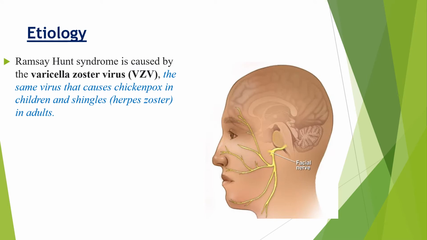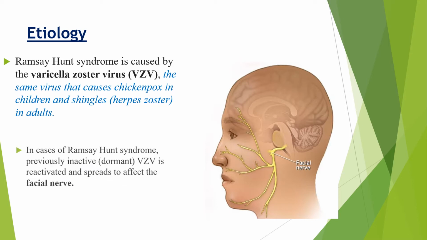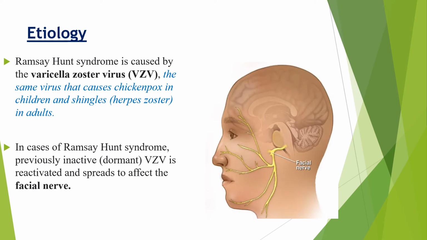Ramsay Hunt syndrome is caused by the varicella zoster virus, the same virus that causes chickenpox in children and shingles in adults. In Ramsay Hunt syndrome, previously inactive or dormant varicella zoster virus is reactivated and spreads to affect the facial nerve.